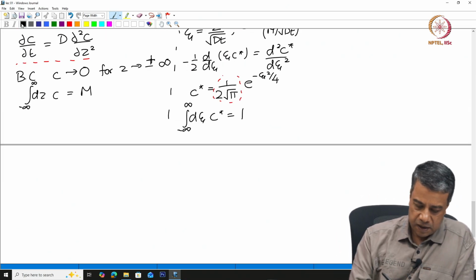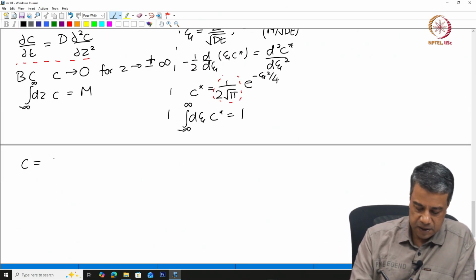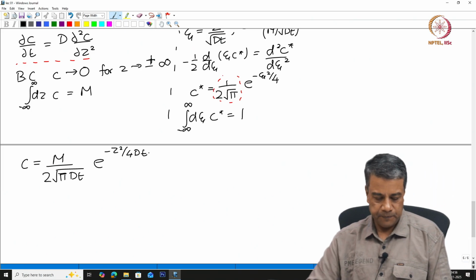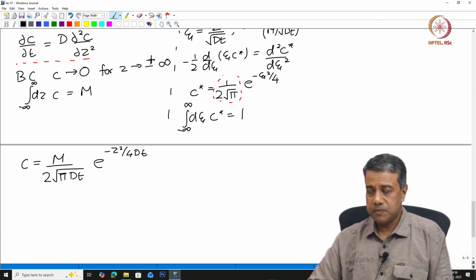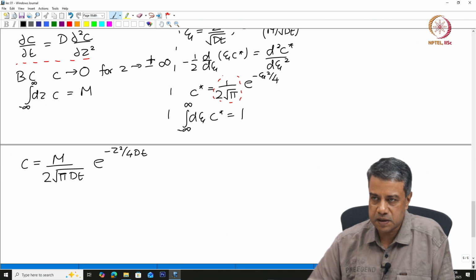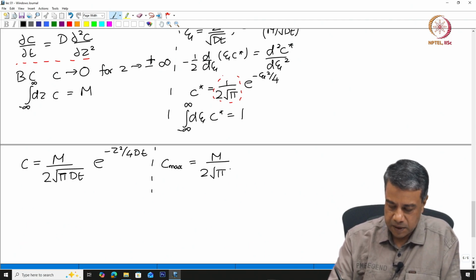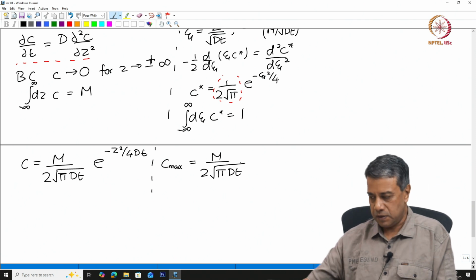I can rewrite it in terms of the dimensional equation. C is equal to m by root dt times the Gaussian. Note that the maximum concentration is at z is equal to 0, because that is the point of symmetry, the point where we initially injected the concentration. Therefore, the maximum concentration is equal to m by 2 root pi dt, at the location where we first injected the pulse.